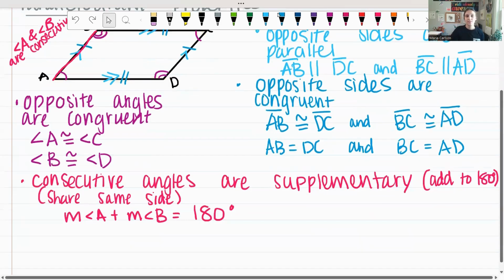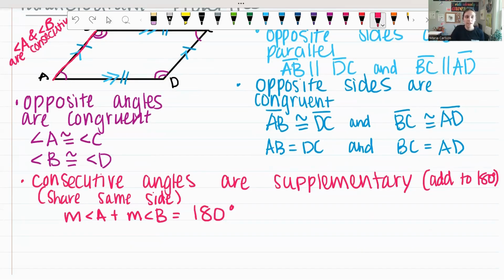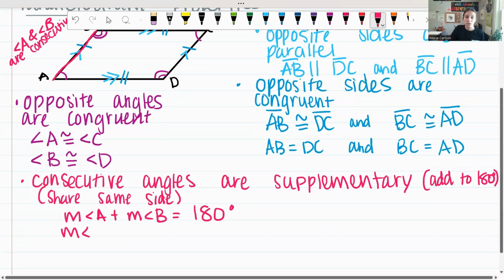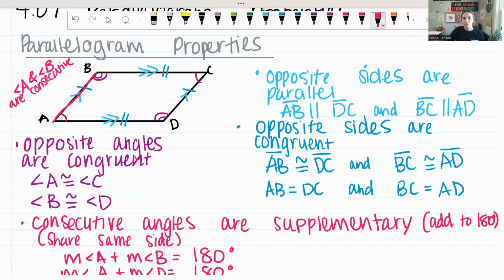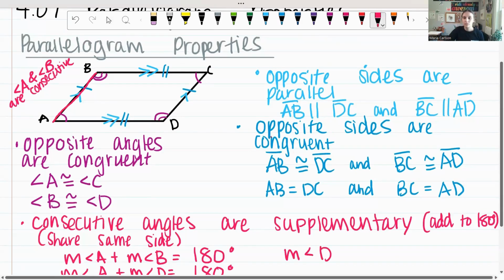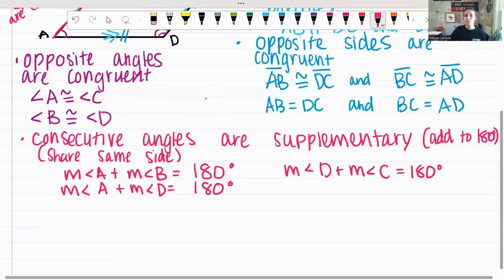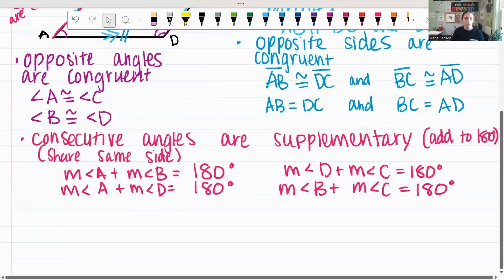We have other sets of consecutive angles that add to 180. Along the bottom, the measure of angle A plus the measure of angle D has to be 180 degrees. Working on the other side, the measure of angle D plus the measure of angle C would have to be 180 degrees. And along the top, the measure of angle B has to be supplementary to the measure of angle C. Those two together also have to be 180.